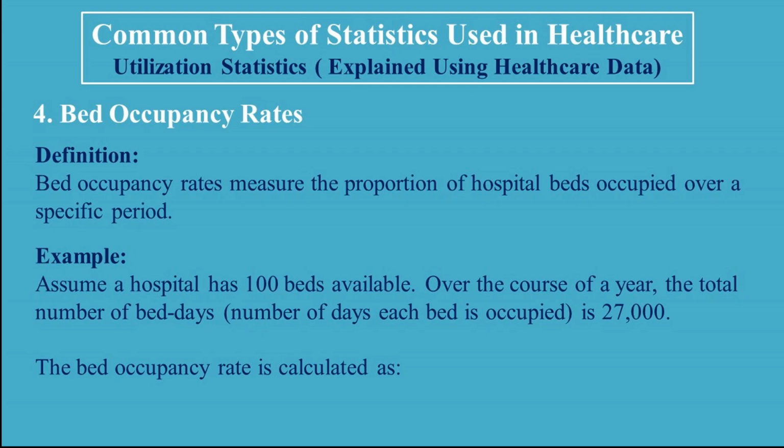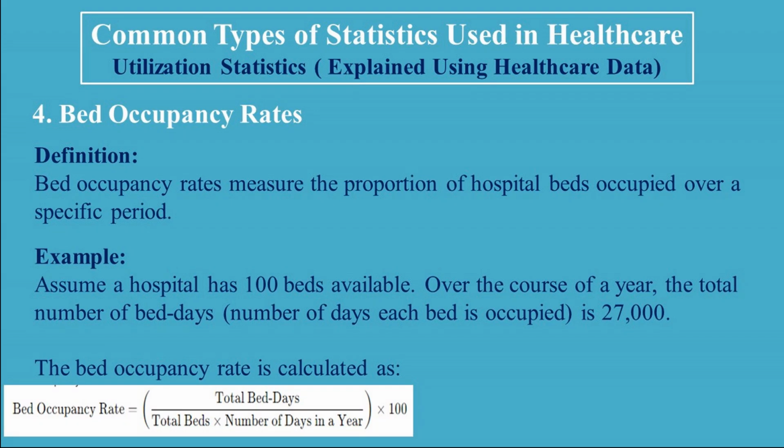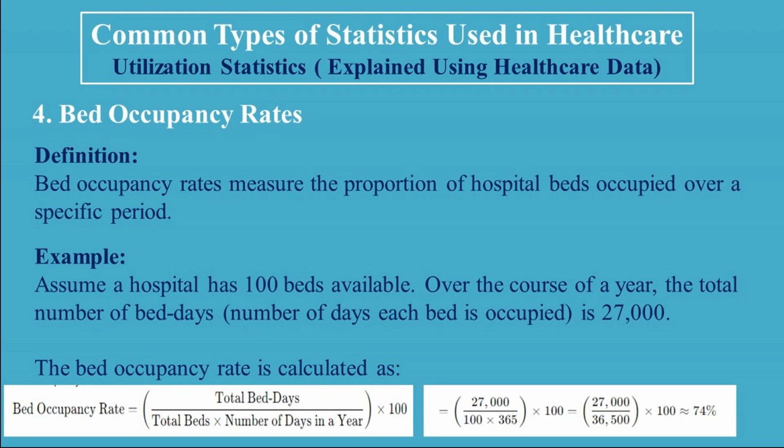27,000. The bed occupancy rate is calculated as bed occupancy rate is equal to the total bed days divided by the product of total beds and the number of days in a year, multiplied by 100. The bed occupancy rate is calculated by dividing 27,000 total bed days by the product of 100 total beds and 365 days in a year, and then multiplying by 100, which approximately equals 74%.